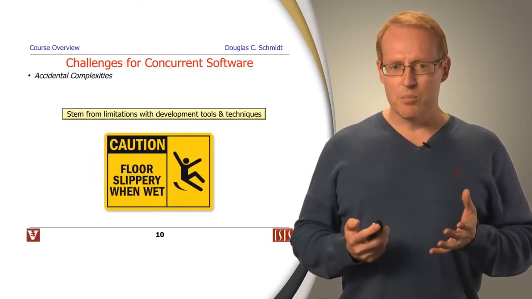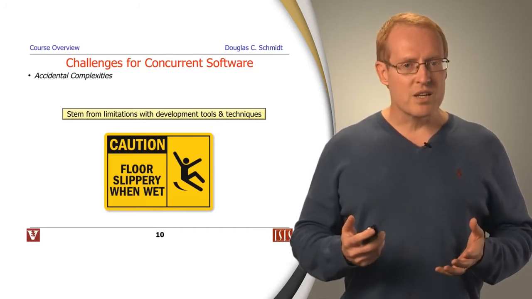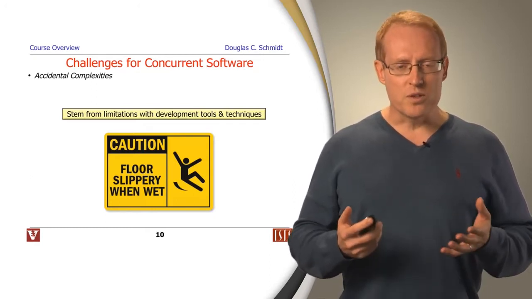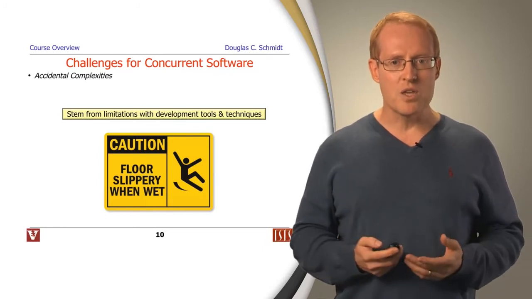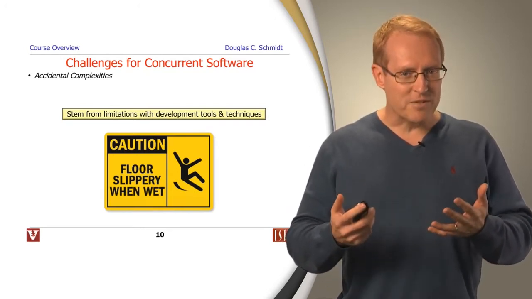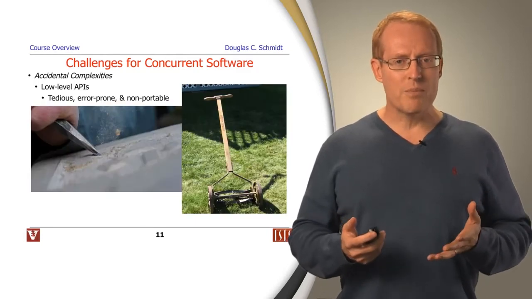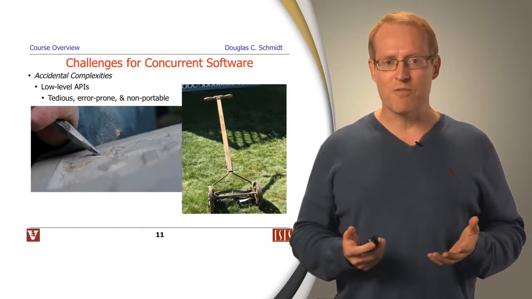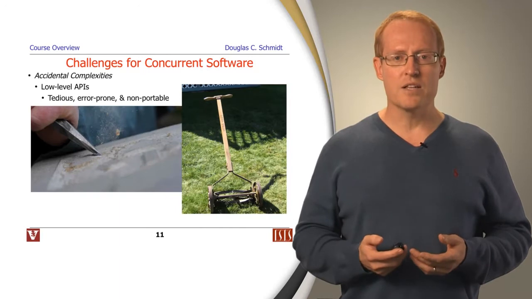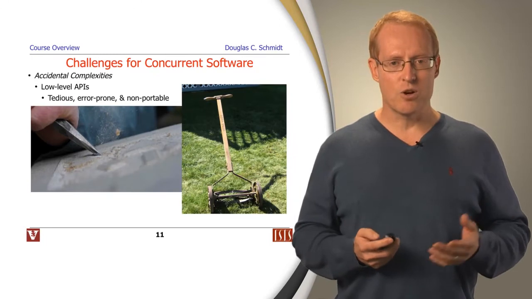There are also some complexities and challenges associated with concurrent software that's important to understand. Some of the complexities are called accidental complexities. These complexities arise from limitations with the tools and the techniques and the methods that we commonly use to build software. In some sense, these are self-inflicted wounds because we don't always have to do it this way. It's just conventional wisdom or common practice. One of the common problems that we have in the context of concurrent software is the traditional use of low-level application programming interfaces, or APIs, which are very tedious and error-prone and non-portable to use to write concurrent software.